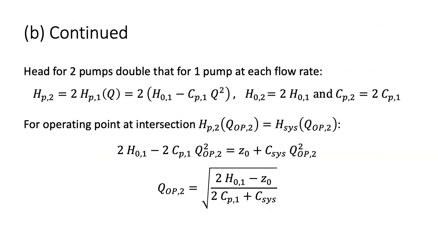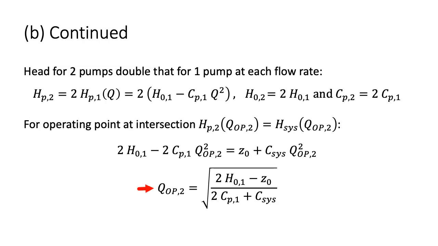Thus, to get the pump head curve for the two pumps in series, indicated by the subscript 2, we multiply by 2 the pump head curve for our single pump, indicated by the subscript 1. This results in double the pump head at each flow rate. Then, to get our new operating point for the two pumps in series, we solve for the intersection of the pump and the system curves by setting these two functions equal to each other.